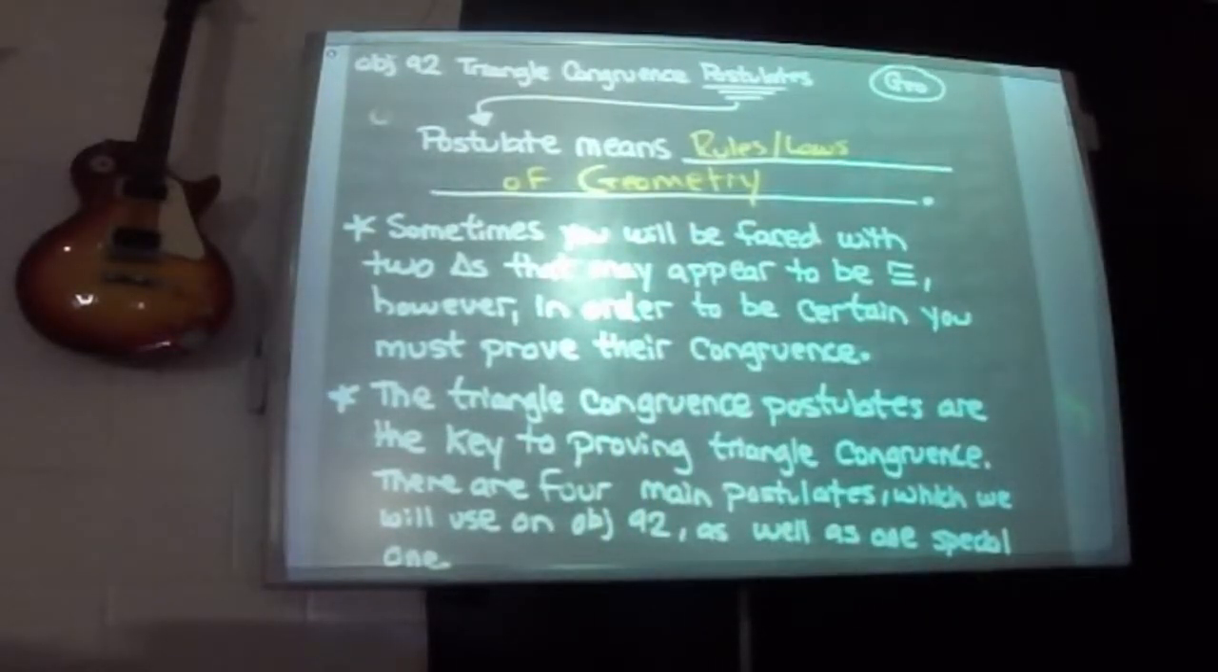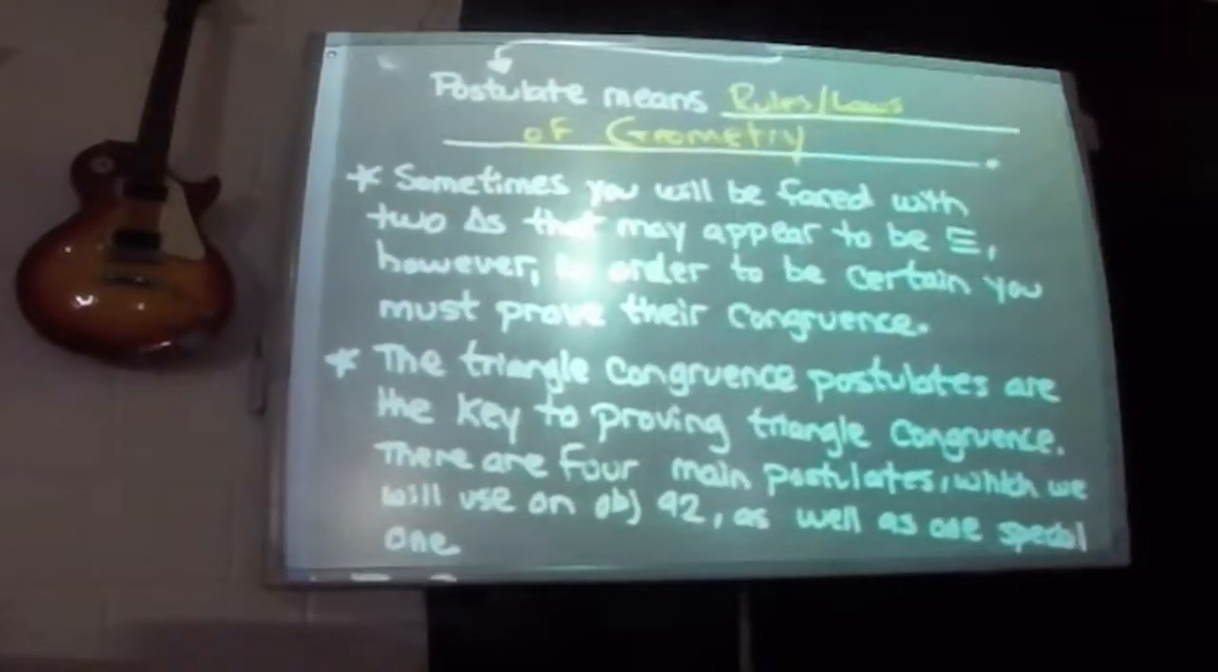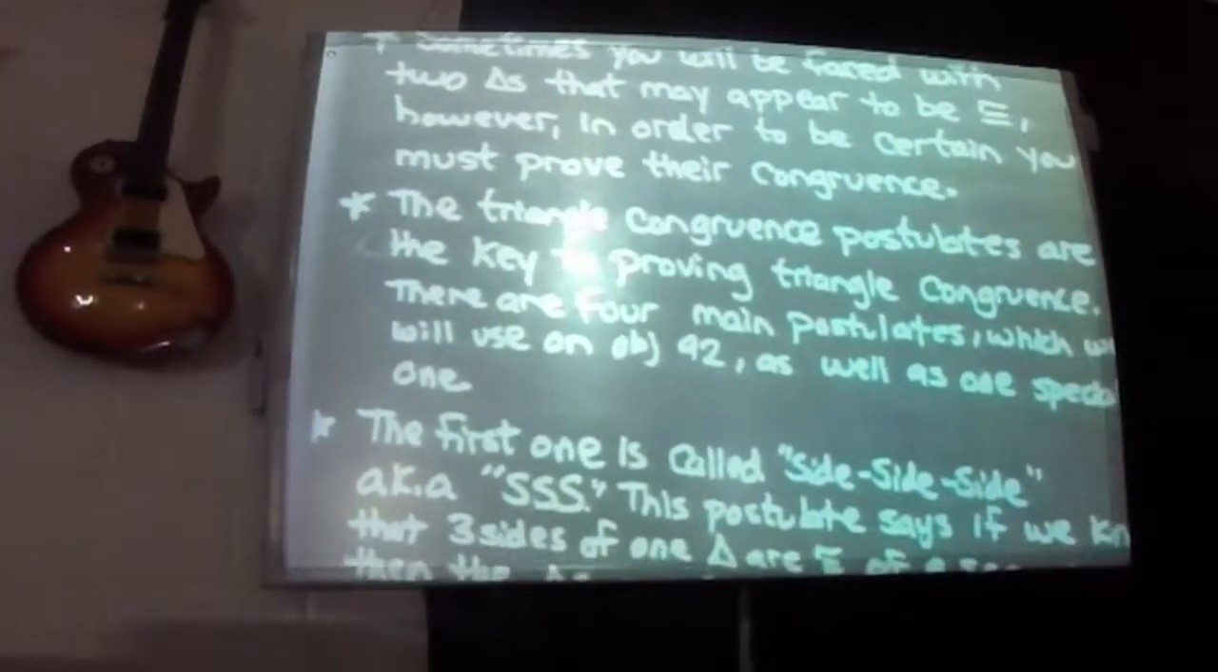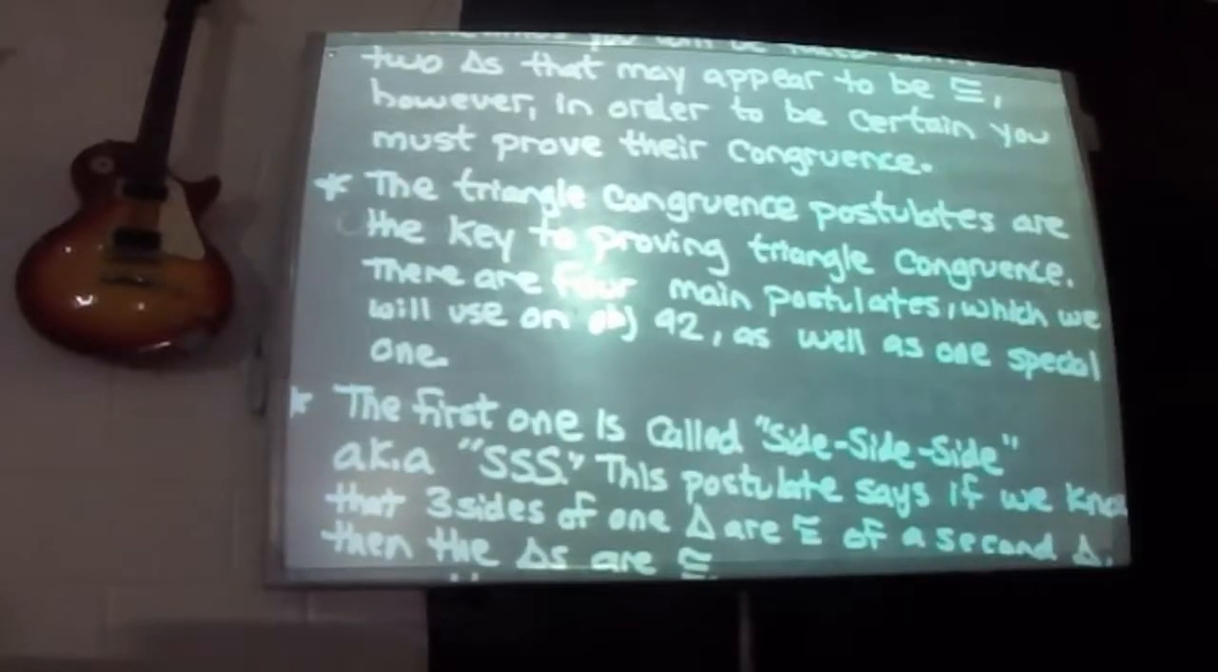Now, triangle congruence postulates. You're going to look at two triangles, and we're going to have to use one of these laws to say yes or no, those are congruent triangles. Looking close enough is not good enough. Like in a court of law, you have to prove your case. Sometimes you will be faced with two triangles that may appear to be congruent. However, in order to be certain, you must prove it. The triangle congruence postulates are the key to proving triangle congruence.